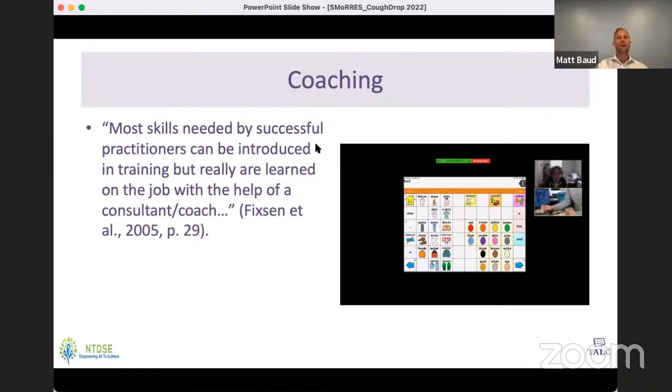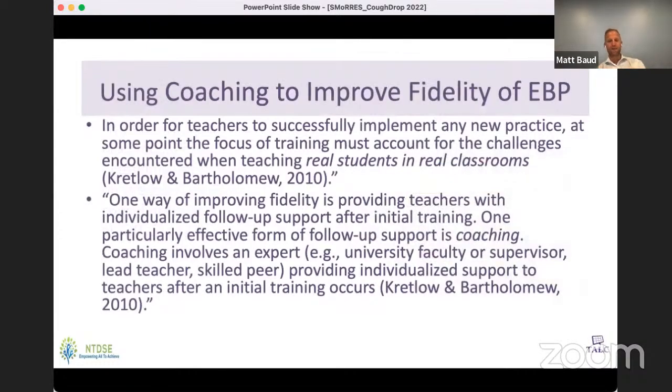I love the special sauce. And so we're really talking about how coaching improves the fidelity of evidence-based practices. And for these teachers, the other related staff, the speech pathologist, the paraprofessional, to actually successfully implement this new practice, at some point the focus of training must account for the challenges encountered when teaching real students in real classrooms, right? So we can't just always be outside. I saw someone in the Slack talk about pushing in. Yes, right? We have to be in the situation, with the barriers of a classroom and some of the challenges that do occur with other students walking around and different things. We need to be in the classroom.